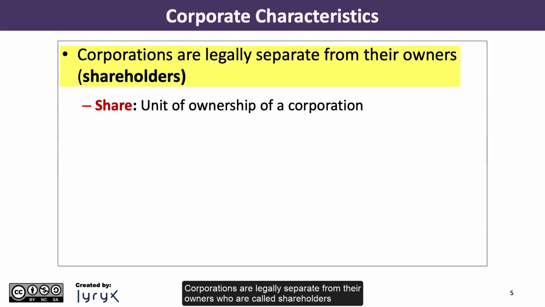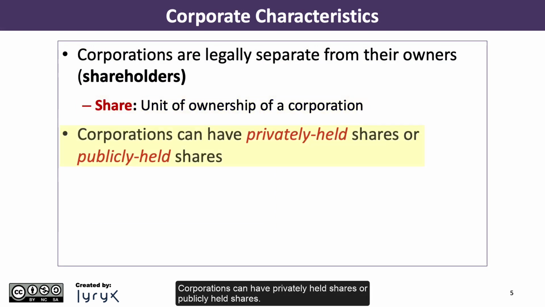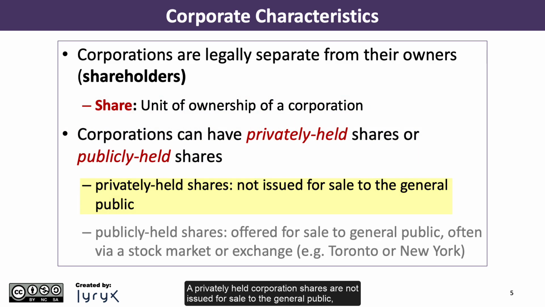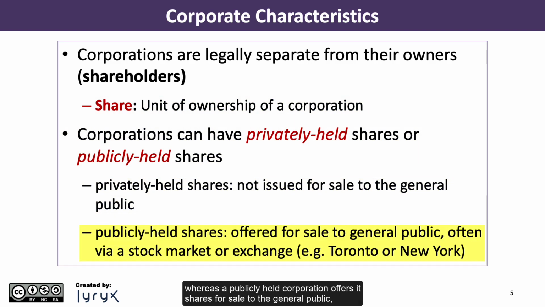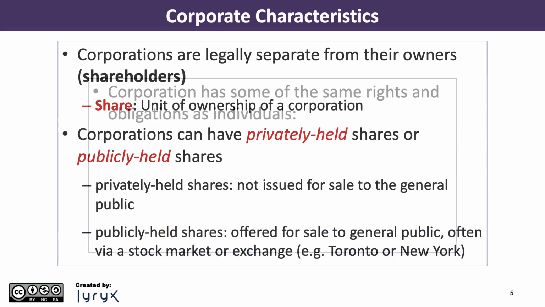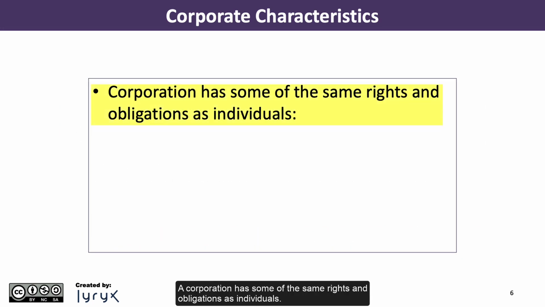Corporations are legally separate from their owners, who are called shareholders, and each unit of ownership of a corporation is called a share. Corporations can have privately held shares or publicly held shares. A privately held corporation's shares are not issued for sale to the general public, whereas a publicly held corporation offers its shares for sale to the general public, sometimes on a stock market like the Toronto Stock Exchange or the New York Stock Exchange. A corporation has some of the same rights and obligations as individuals.